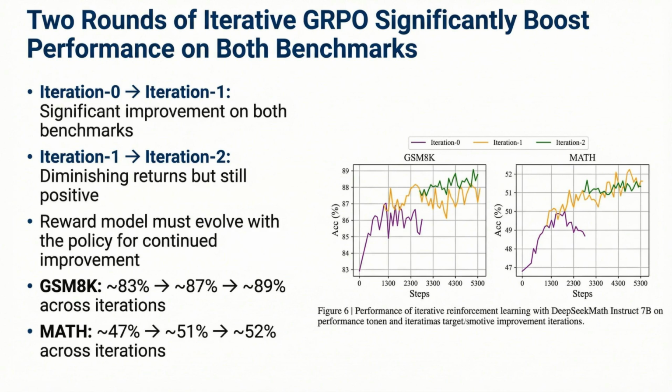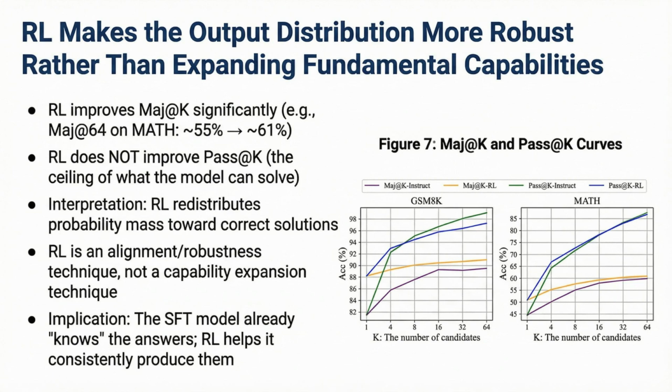Now, let us dive into a more fundamental question about why RL works at all. This is perhaps the most profound finding in the paper, and it has deep implications for how we think about RL for LLMs. Let me pose this question. Does reinforcement learning teach the model new mathematical knowledge, or does it do something else? Look at Figure 7 carefully. The blue and red lines show pass at K, the probability that at least one of K samples is correct. Notice that the Instruct and RL models have nearly identical pass at K curves. This means the RL model cannot solve any problems that the SFT model could not already solve with enough samples.